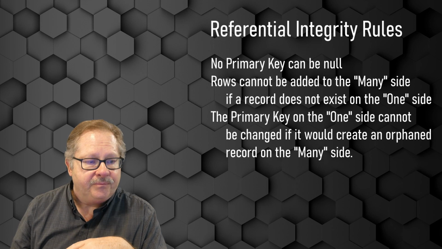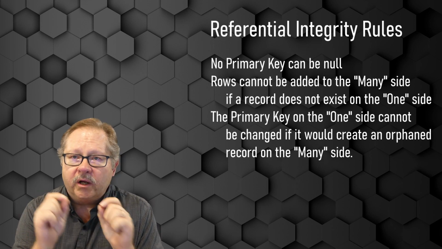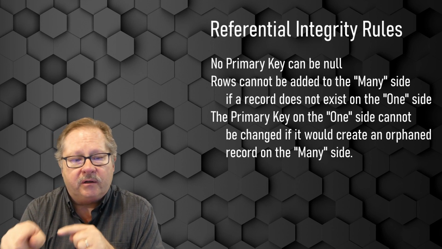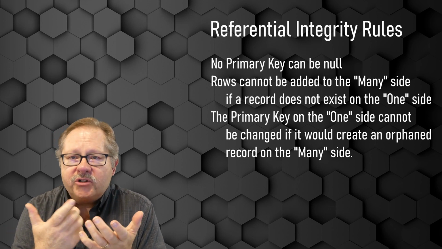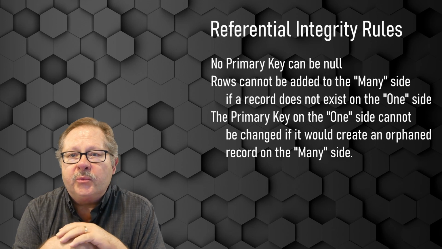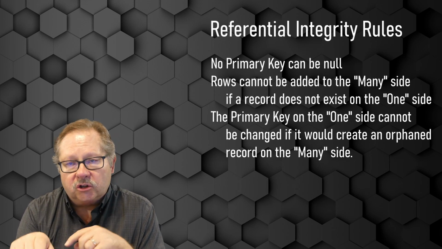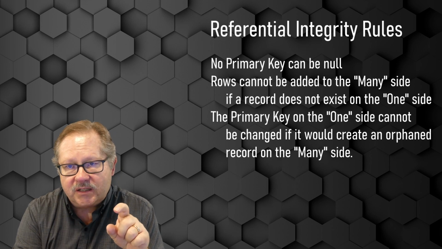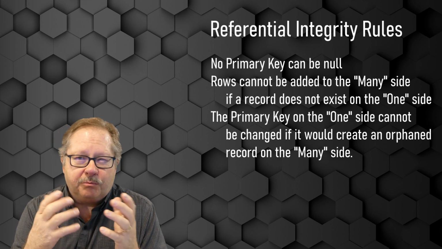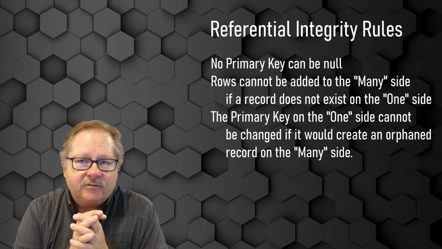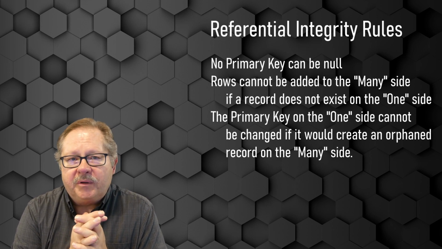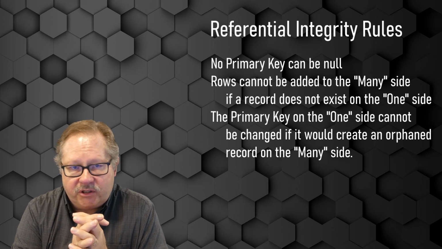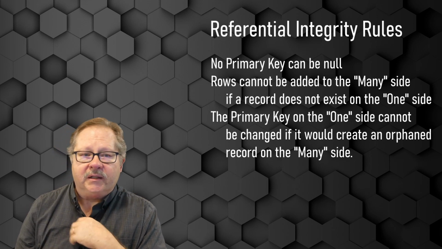The next item: the primary key on the one side can't be changed if it creates an orphan record on the many side. So you can't change your primary keys around unless your records on the many side also have that change, or you're pointing it to a different detail record. This is probably not something you'll do very often. It would be an administrator performing some back-end operation to make this kind of change, which would not be all that likely.